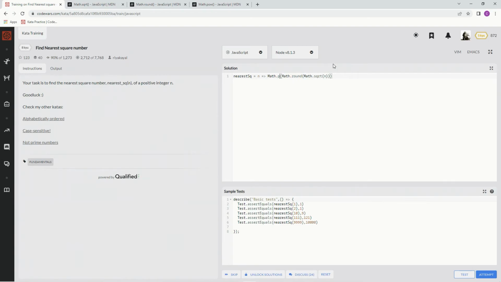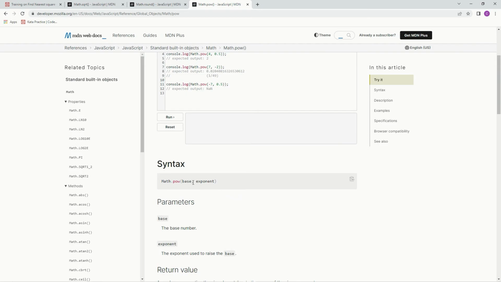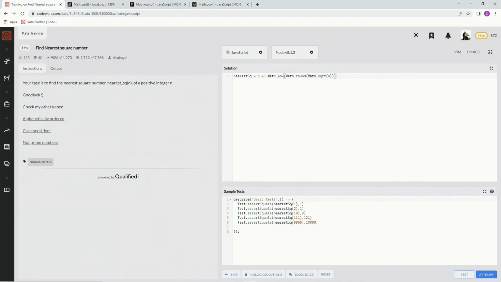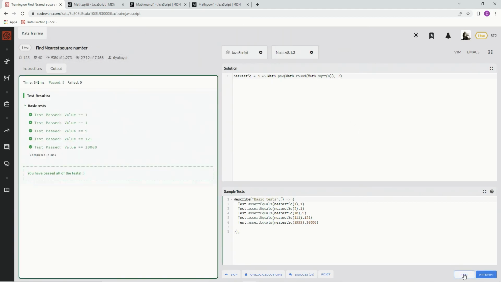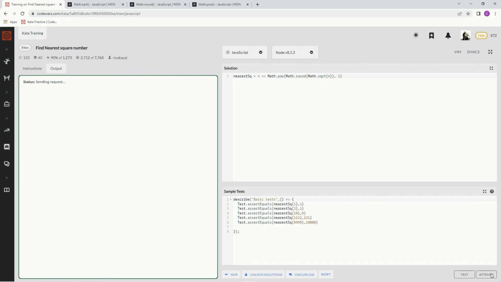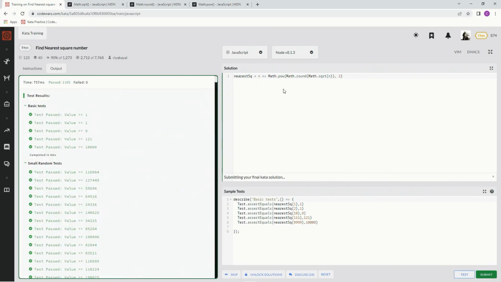math.pow. Now for the math.pow, let me show you the syntax that it uses. So first we're going to use the base here, then we're going to do comma, exponent. So right now, this here is the base, so what we have to do is comma, and then the exponent is 2, all right? Now let's see if this works. And it does, excellent. Attempt it. Great. Submit it.